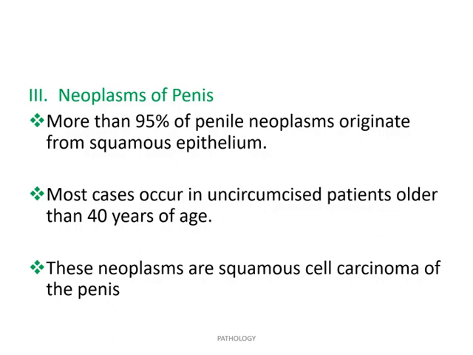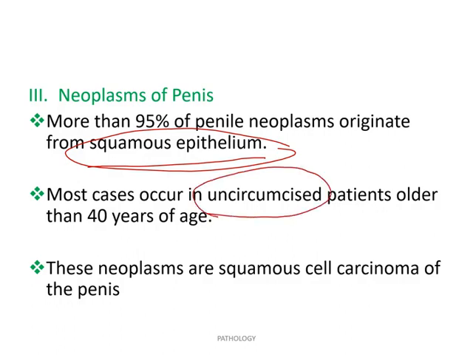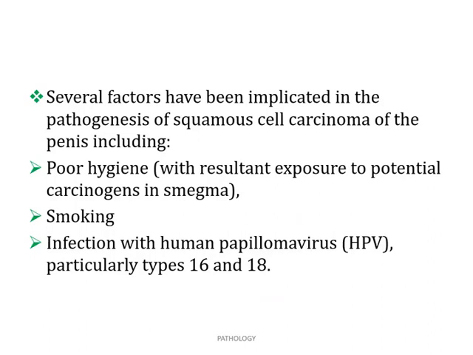Coming to neoplasia of the penis, 95% of neoplasia of the penis are due to squamous epithelium. Remember, the skin of the penis and the scrotum is covered by squamous epithelium. So when you have neoplasia of the penis, the most common neoplasia will involve squamous epithelium of the penis, and it occurs particularly in uncircumcised males over 40 years of age. These neoplasia, as I said, are squamous carcinoma. They are malignant. They are squamous carcinoma of the penis.